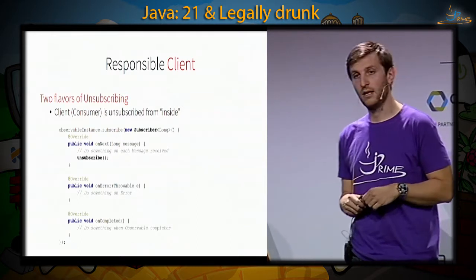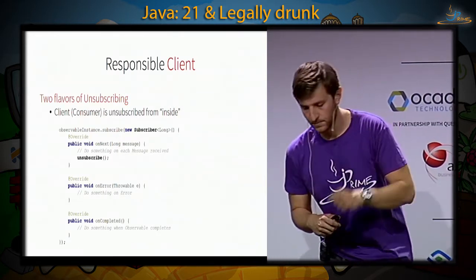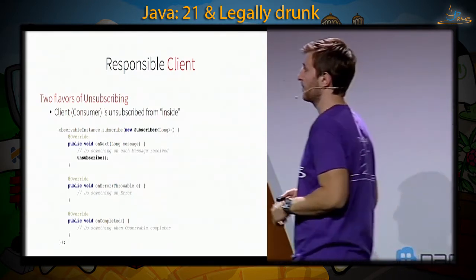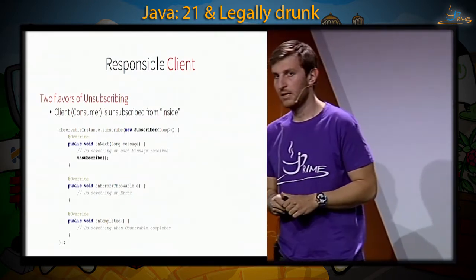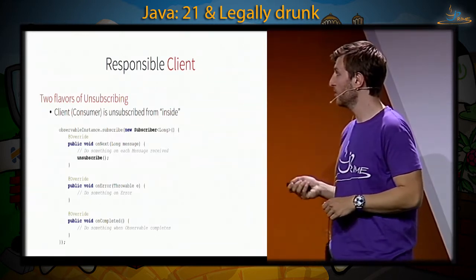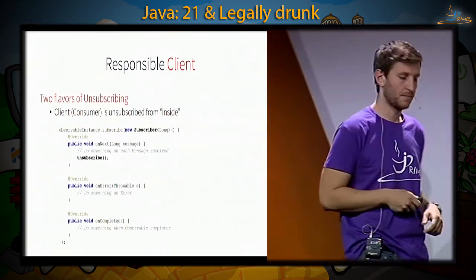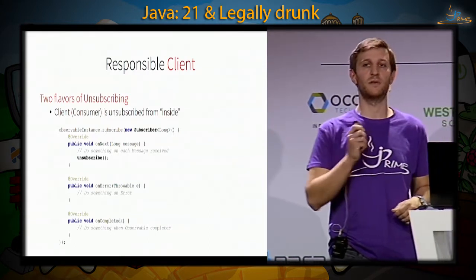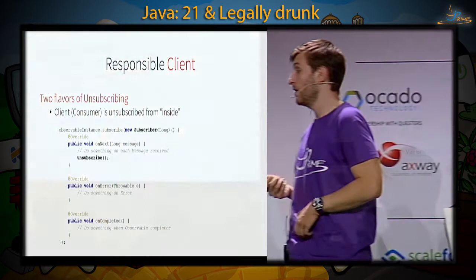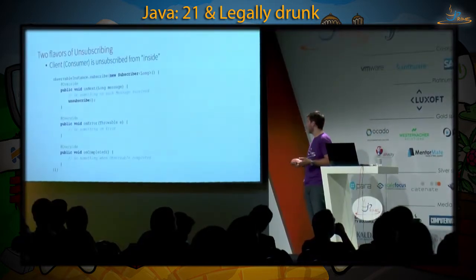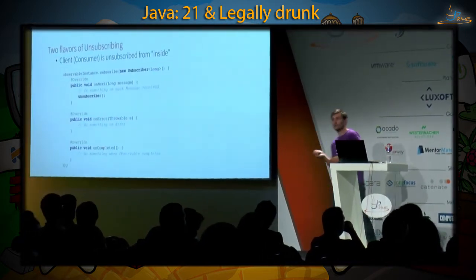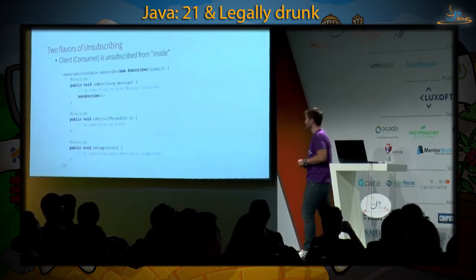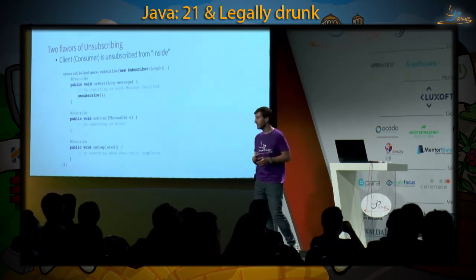Now let's see how we can unsubscribe from the inside. So again, we are calling subscribe on our observable instance, only this time, instead of creating a new observer, we create a new subscriber. We talked about subscriber earlier when we said that a subscriber is an extended observer. One of those extended methods is the unsubscribe method. And using that unsubscribe method, we can just unsubscribe from our producer whenever we desire. And that is it. Pretty simple, right?